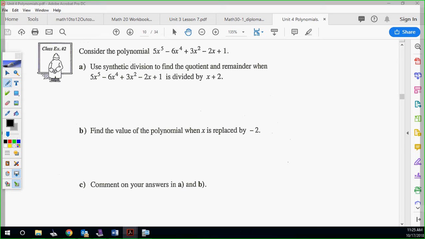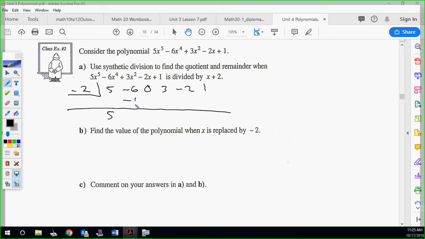All right, use synthetic division to find the quotient and remainder. So they want us to get a remainder. Don't forget, you're going to have a 0 after the 6, to represent the cube. When you do this, x plus 2 means I'm dividing by minus 2. I'm going to have 5, -6, 0, 3, -2, 1, and you put your bar here. Now what's the first step? Drop the 5.